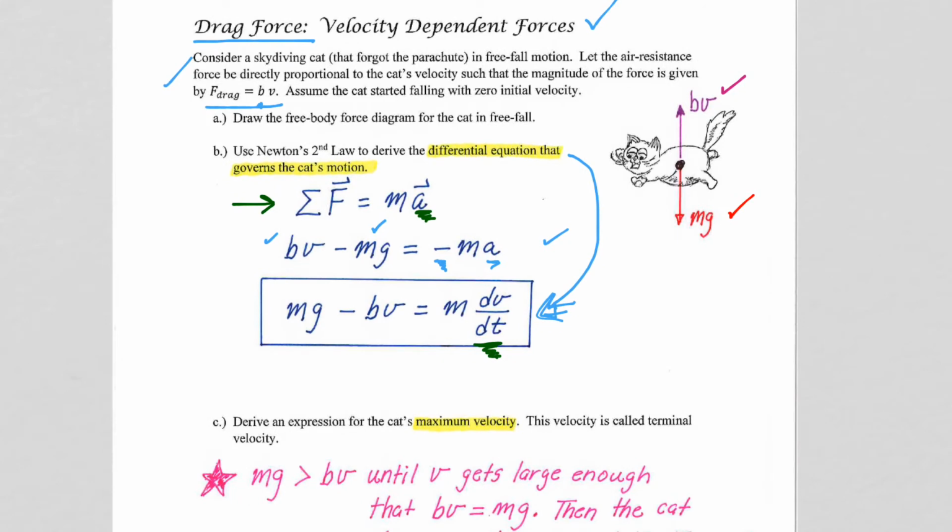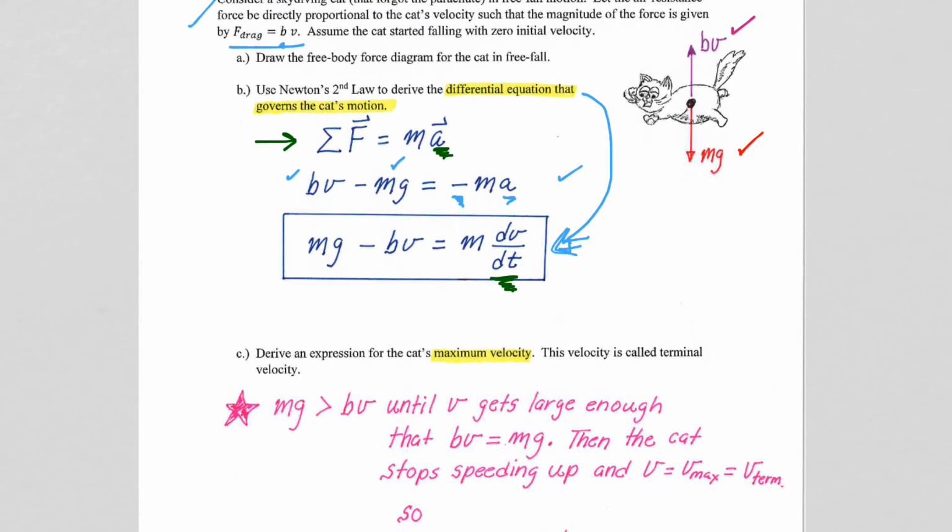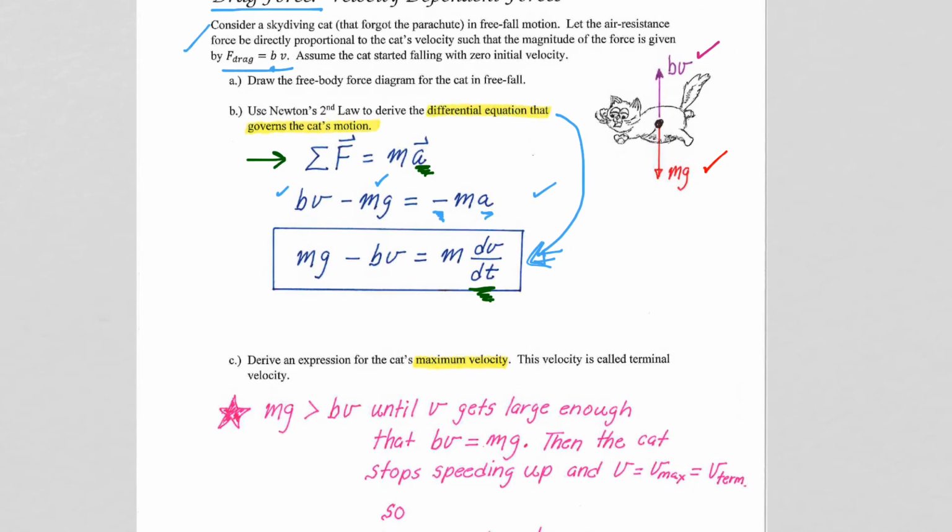Well, now we are going to be asked to derive an expression for the cat's maximum velocity. Well, let's take a look at what it says here, and please get this part down because this is really important. We're going to look at our force diagram and look at those values and think about what is going on here. Well, if the cat started from rest, that means that BV is 0 because V is 0. So initially, the cat is in, technically, free fall motion, only acceleration due to gravity, 9.8 meters per second squared down. But as soon as the speed begins to increase, BV begins to get bigger. And it gets bigger and bigger and bigger until BV equals mg.